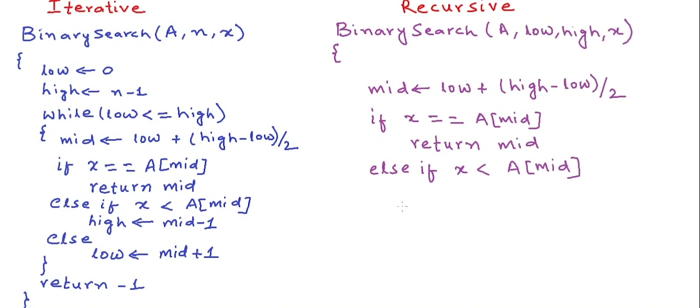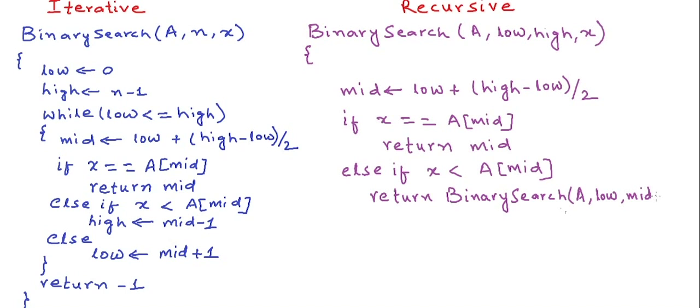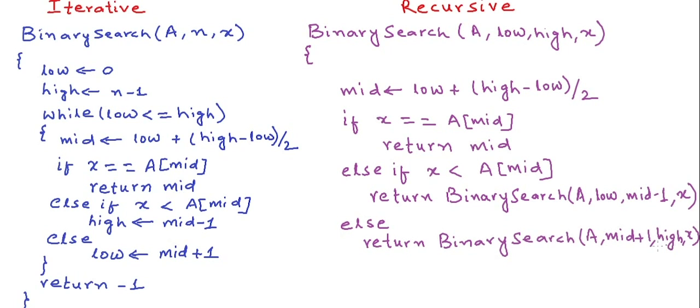If x is less than a mid, we call binary search recursively on the range low, and I'm running short of space here, so I'll create some space here, and we will call binary search recursively for index low to mid -1. So x is now to be searched between index low to mid -1. Else, if x is greater than a mid, which will be the third condition anyway, we will return binary search from mid +1 to high. So we make a recursive call to search x from index mid +1 till high.